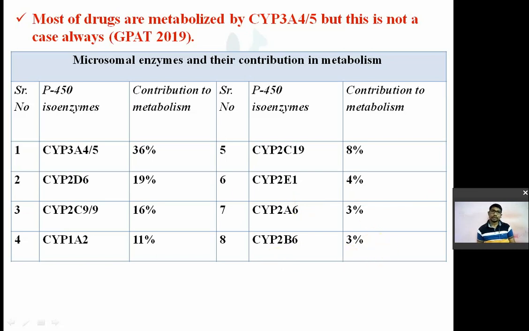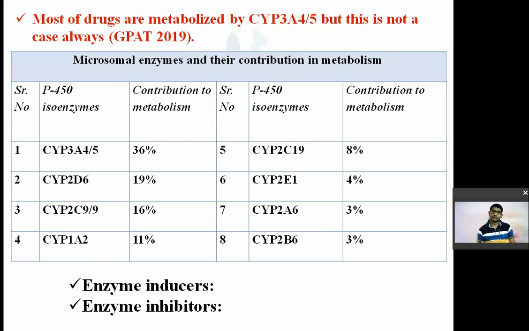So remember, most of the drugs are metabolized by CYP3A4/5, because it has the highest contribution in metabolism, 36%. That is why the question came in GPAT 2019: most of the drugs are metabolized by which isoenzyme of cytochrome P450? The answer was CYP3A4/5. Now we'll see the next point.